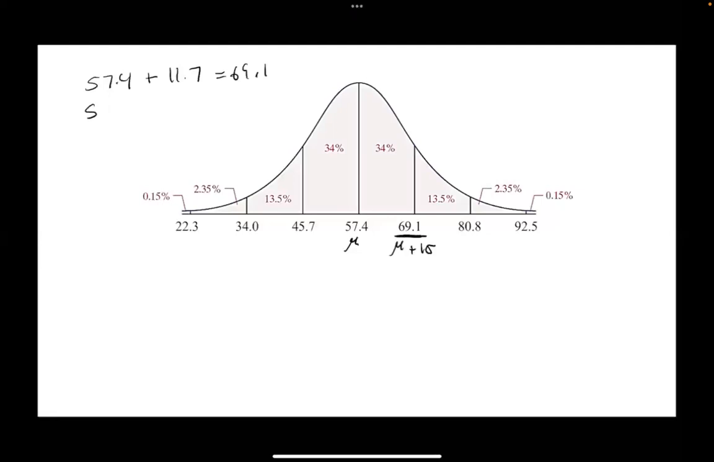I took 57.4 and I subtracted 11.7 to get 45.7. This right here is that value. So this is mu minus 11.7, or one standard deviation. Then I subtracted 11.7 again to get 2 standard deviations, subtracted again to get 3 standard deviations. Same thing above: add 11.7 to 69.1 to get 2 standard deviations, add it again to get 3.